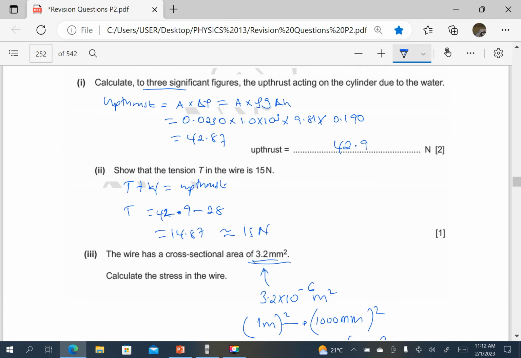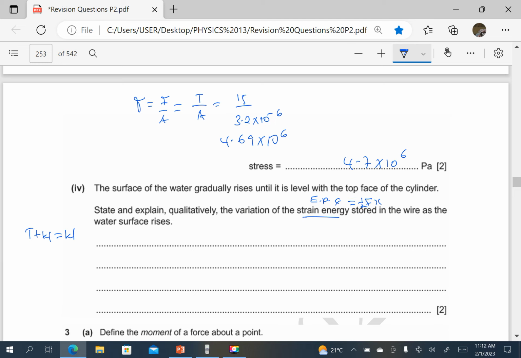But remember, the weight is not changing. So the weight is constant, because tension plus weight was equal to upthrust. It means the tension is equal to upthrust minus the weight. The weight is not changing, but the upthrust is increasing. If the upthrust is increasing and the weight is not changing, it means the tension is increasing. And if the tension is increasing, from the formula energy is equal to a half Fx, where the tension is F, it means that the strain energy or the elastic potential energy increases since the tension increases.